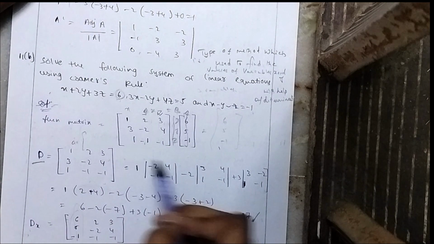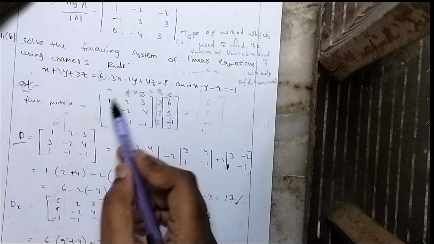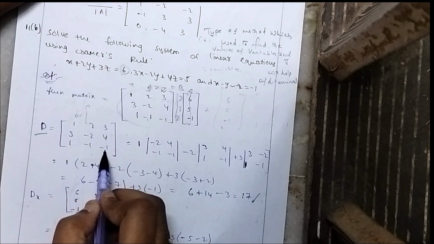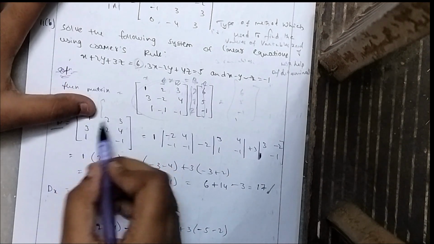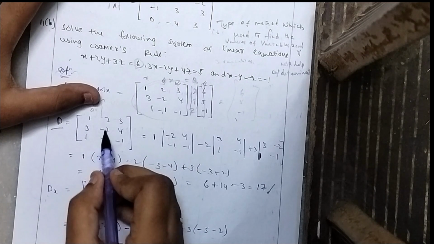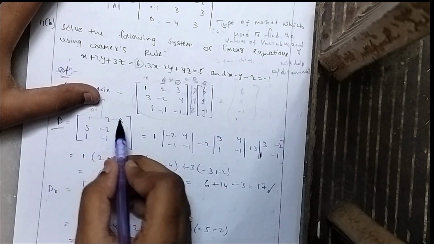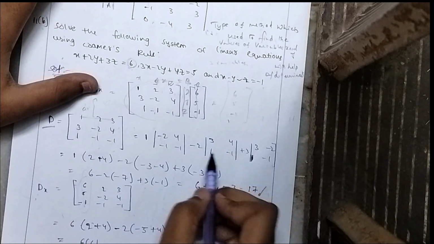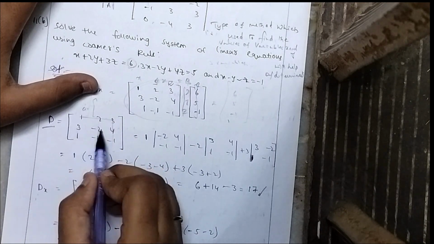So taking this as a matrix, let us take this as D. So 1, 2, 3, 3, minus 2, 4, 1, minus 1, minus 1. By solving this matrix, how to solve this? 1 into first row, first column close: minus 2, 4, minus 1, 1. Minus 2 into first row, second column close: 3, 4, 1, minus 1. Plus 3 into first row, third column close: 3, minus 2, 1, minus 1.